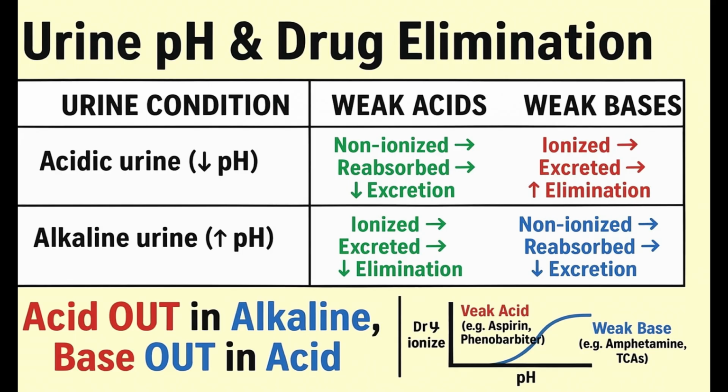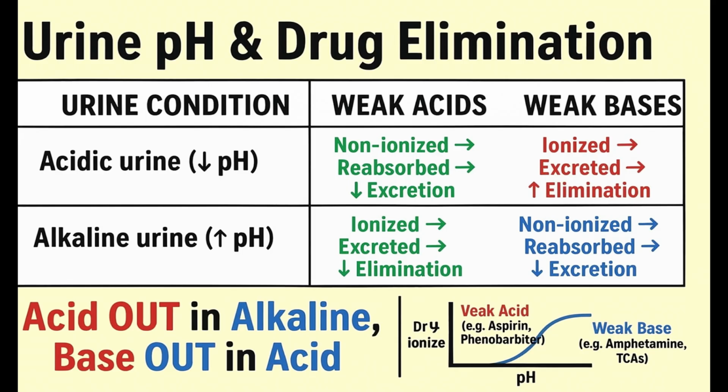Perfect. So we give the patient sodium bicarbonate, or HCO3, intravenously. This makes the urine alkaline. In that alkaline urine, the weak acid molecules donate their proton, become negatively charged, ionized, and boom, they're trapped in the tubule, ready for excretion. It significantly speeds up clearance. Classic overdose management for salicylate poisoning.